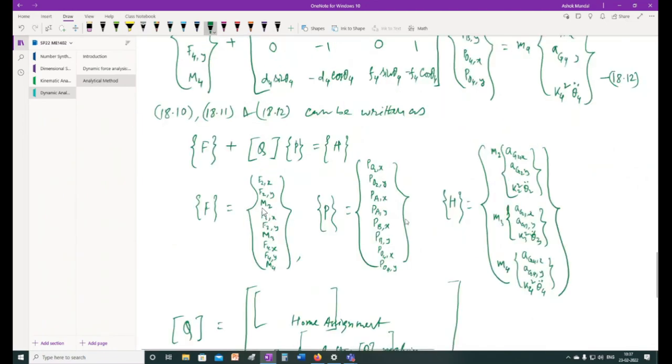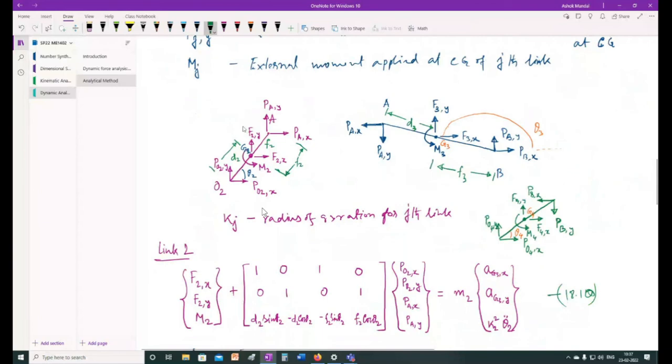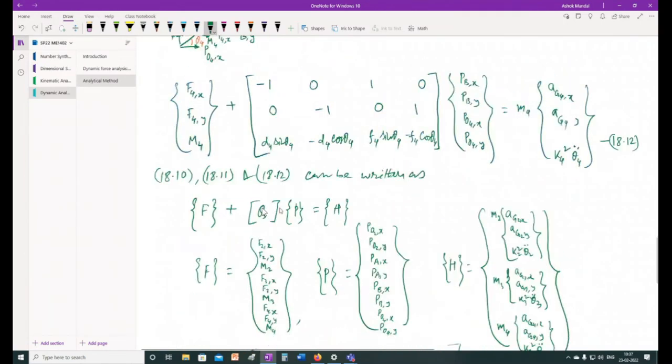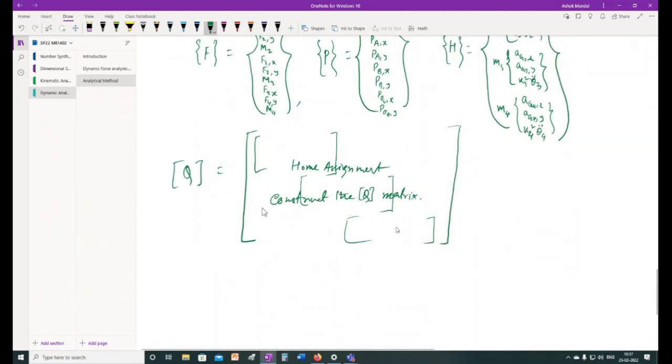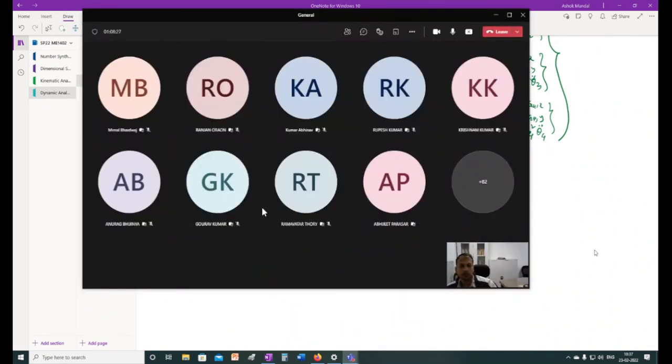So in terms of assignment, you draw this free body diagram on your own. Write down these equations on your own. Then construct this equation and get the Q matrix. Once you do that, you will have some confidence in it. Otherwise, if I write it, it has no meaning to you. This will be useful when you apply it in computer coding.